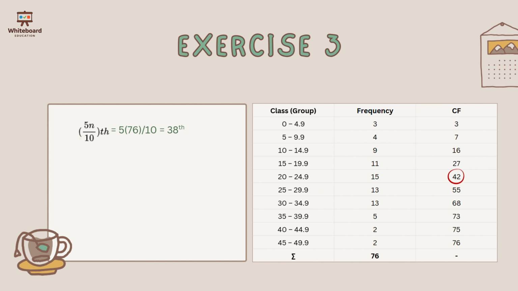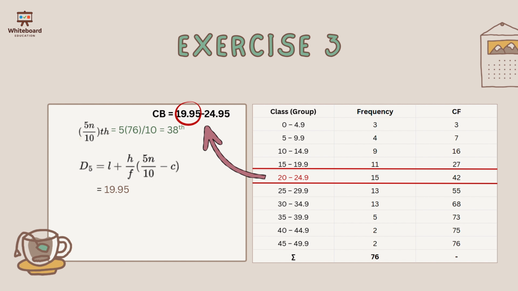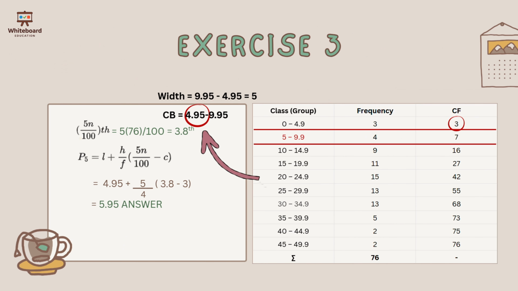Now, just put in the values required in the D5 formula. L is the lower class boundary, which is 19.95, h as we know is 5, and the frequency of this class is 15, brackets 5n over 10, the position of the 5th decile, that is 38, minus the previous CF, which is 27. Thus we get the answer 23.61. Next is the 5th percentile.